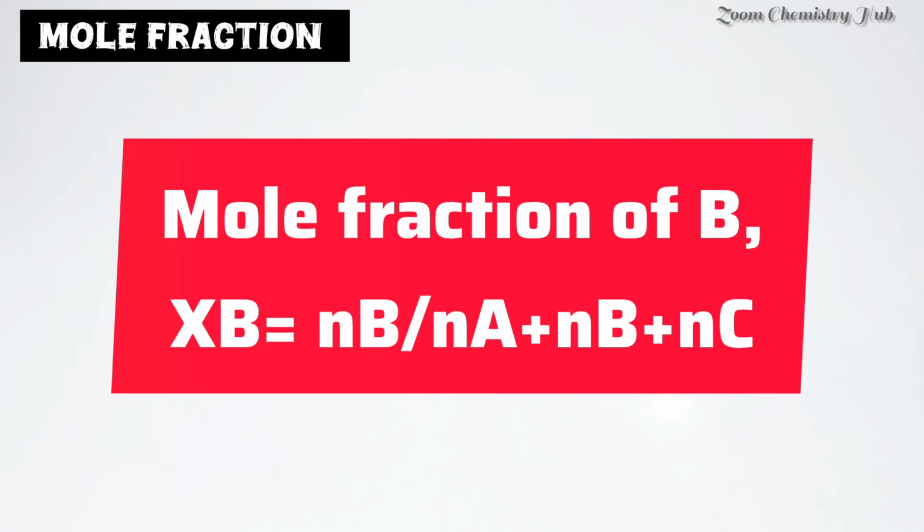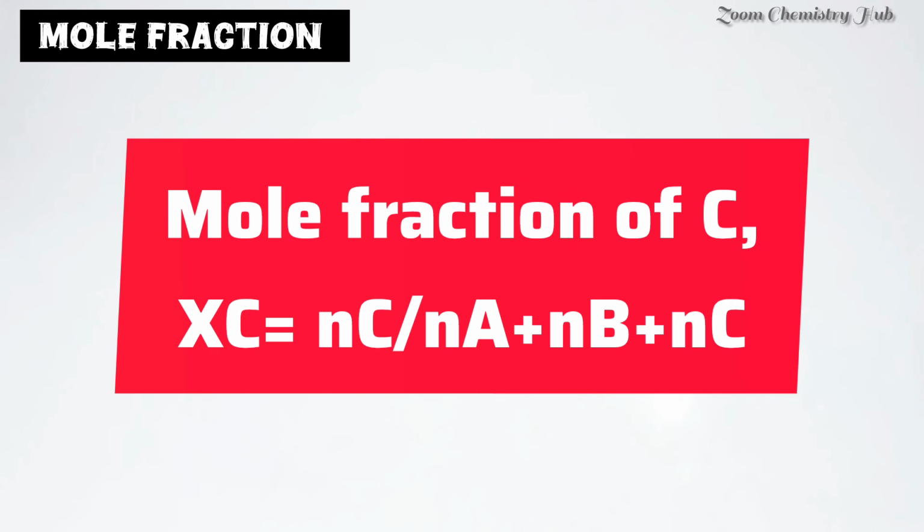Similarly, we can also find the mole fraction of component C. So we write the mole fraction of component C, which is denoted by Xc, is equal to the number of moles of C divided by the number of moles of A plus the number of moles of B plus the number of moles of C, and after their calculation we get the mole fraction of component C.